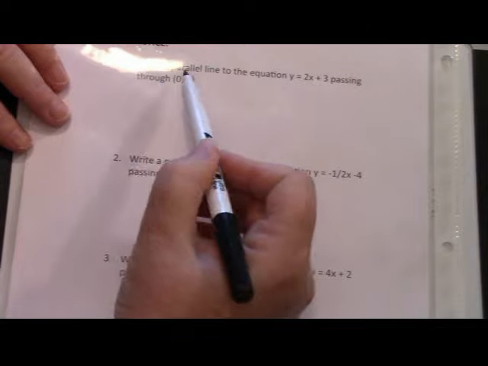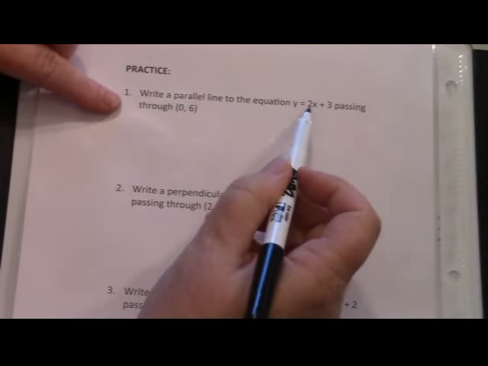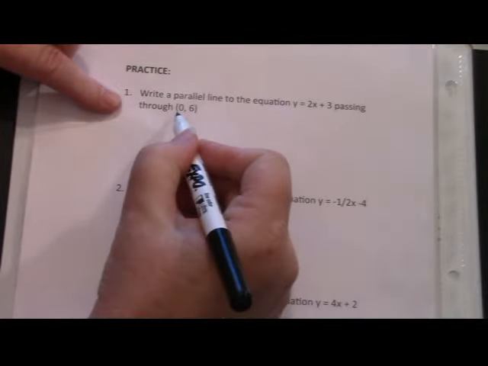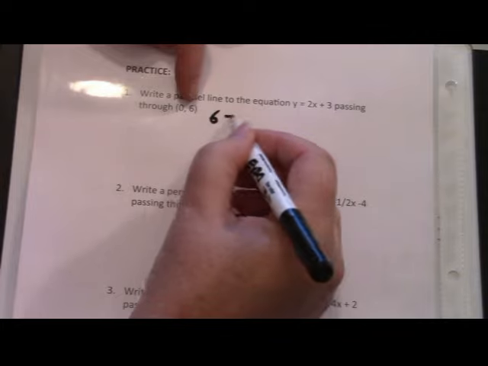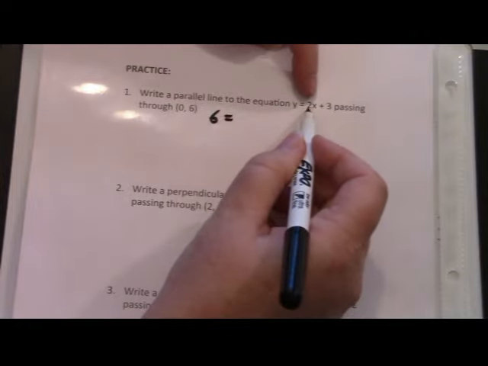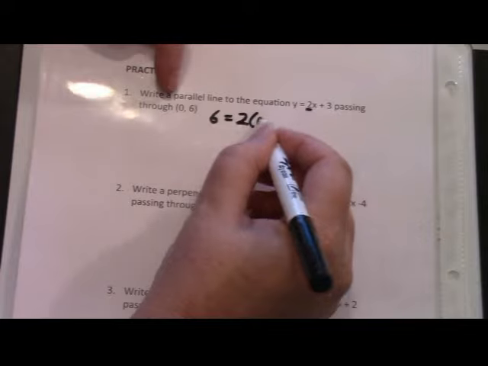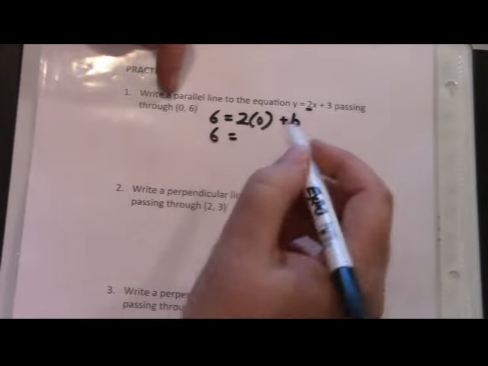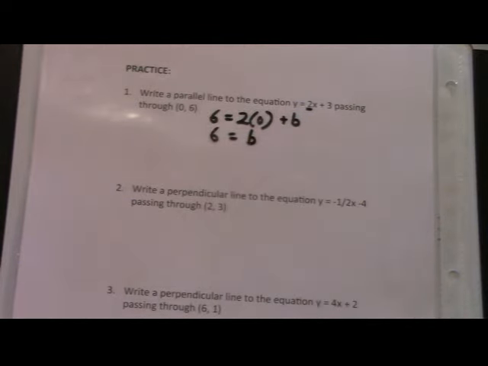So let's figure out what we're doing here. First is write a parallel line. Here's our equation. Here's the point. Do we have to do anything to the slope? No. What are we going to do? Substitute this coordinate into a new equation. y is 6 equals m, which we look to our original here. We've been given that it's 2. x is 0 plus b. Let's figure this out. 6 equals 2 times 0 is 0, plus b. So our b is 6.